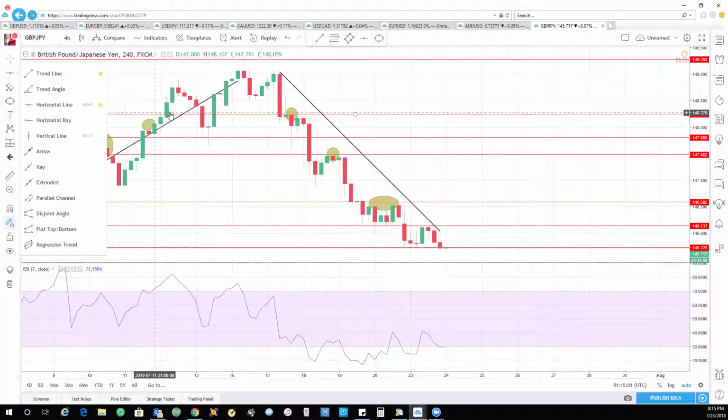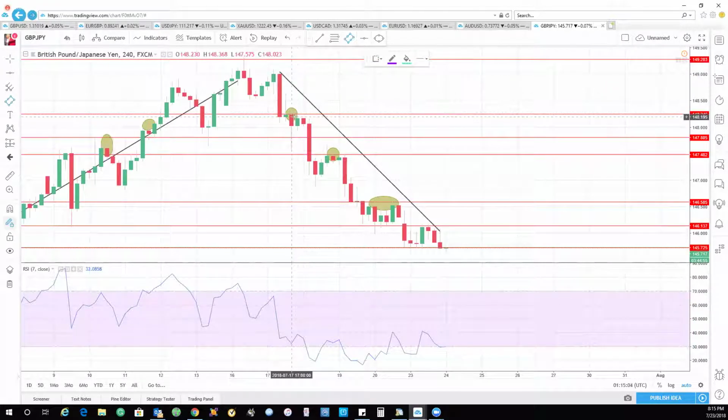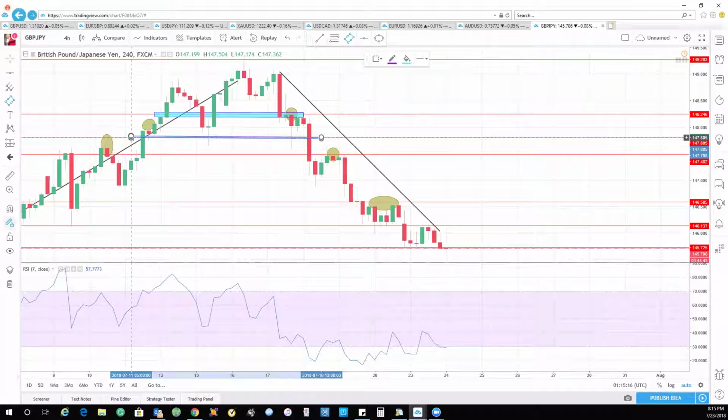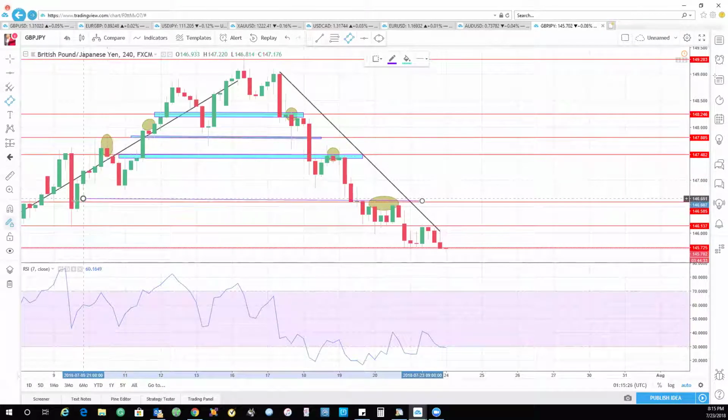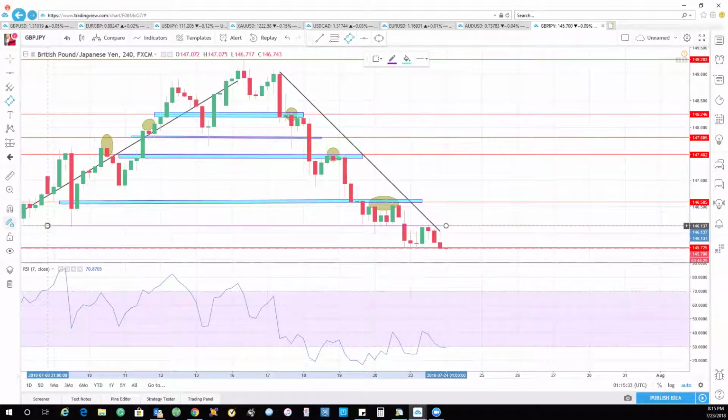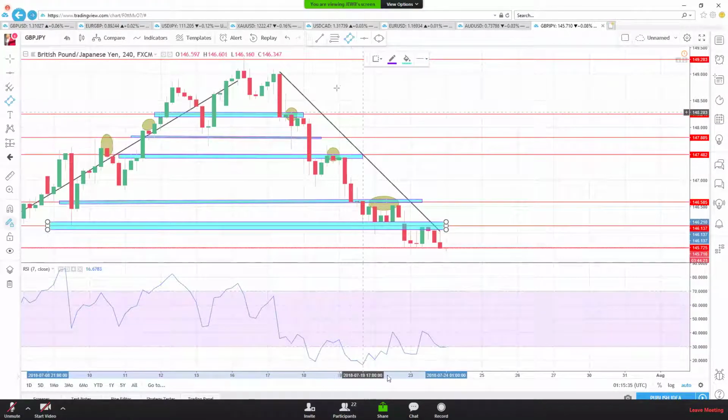And I'm going to highlight here. I'm going to highlight the support and resistance lines more. And this one. And this one. And the last two. And this last one. Okay.